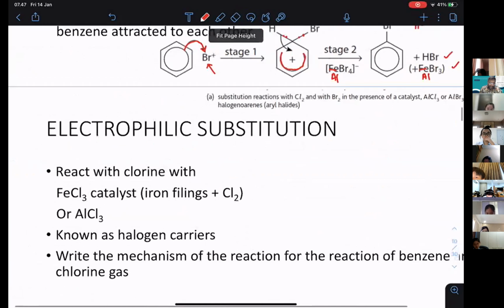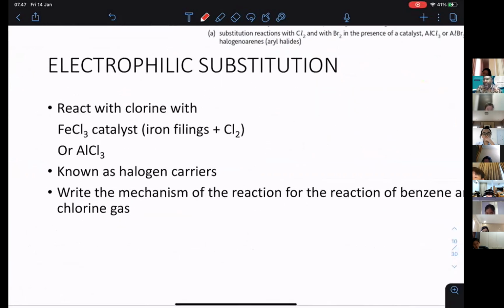Here, the previous notes are talking about the reaction with Br2. They do react with chlorine also, with what catalyst just now, AlBr3. So now you change this into AlCl3. I think last time they still put AlCl3. Now you just need to remove the Fe only. AlCl3 and AlBr3 are known as catalysts and halogen carriers.